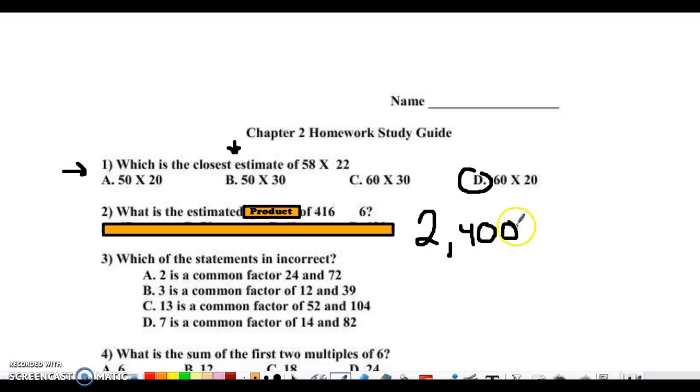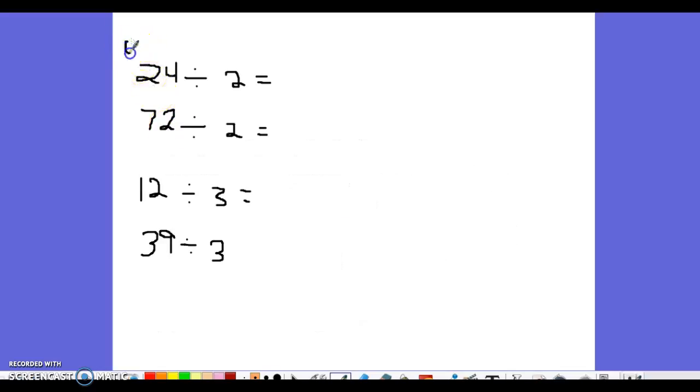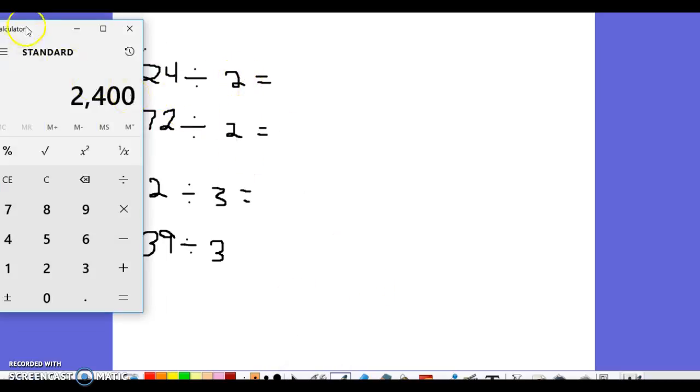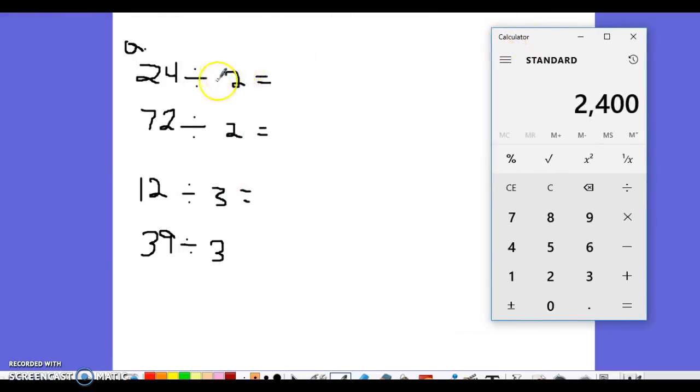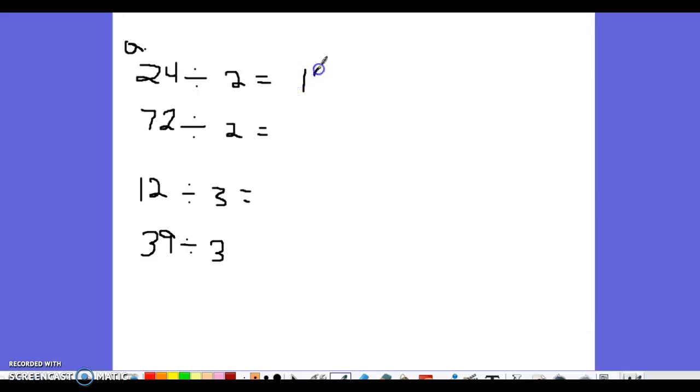Question 3 is testing for divisibility. The students have a process for this as well. Let me show you how you can test each of these numbers for divisibility to find out which statement, A, B, C, or D, is incorrect. Letter A wants to see if 2 is a common factor of both 24 and 72. So using a calculator, you can test for divisibility by taking the larger numbers and dividing them by the number you're trying to see if it's a factor by. In this case, 24 divided by 2 gets me an exact whole number of 12. And if I get an exact whole number, in other words, I don't get a decimal or a remainder in my calculator, that means that 2 is a factor of 24.